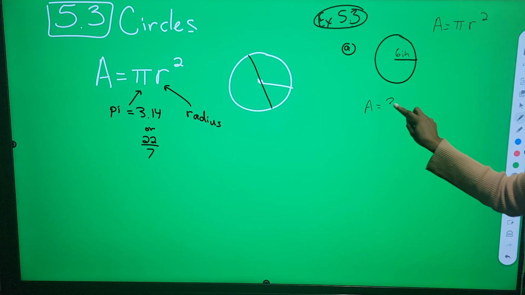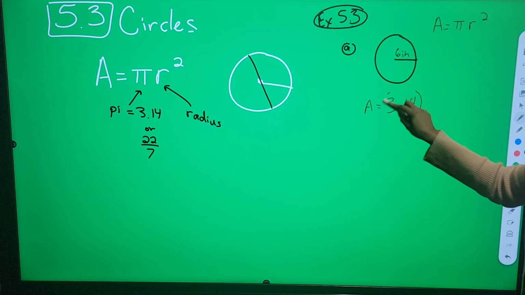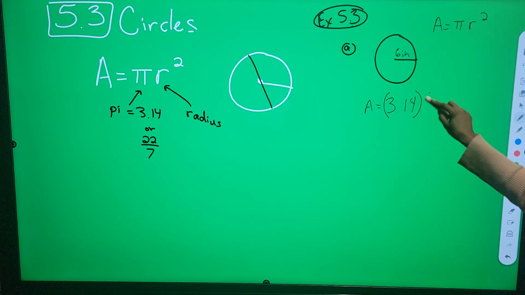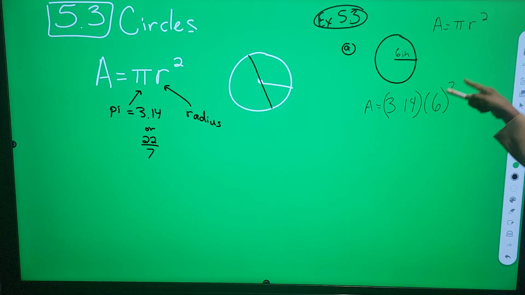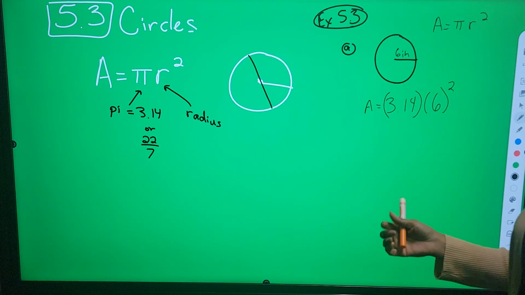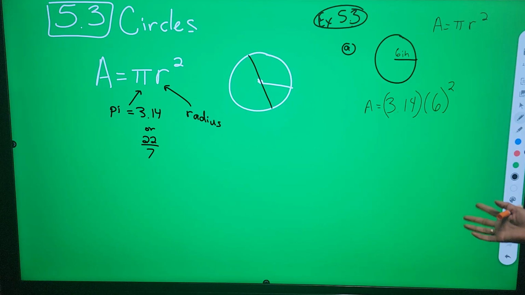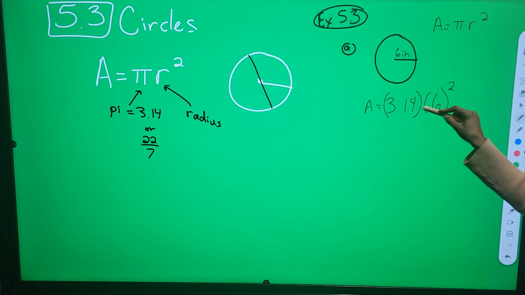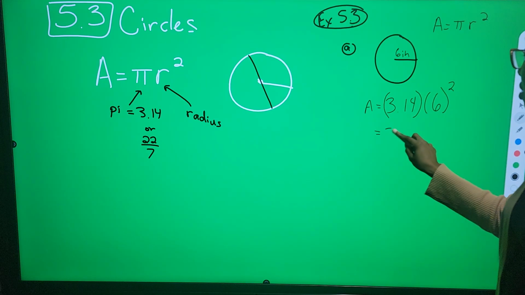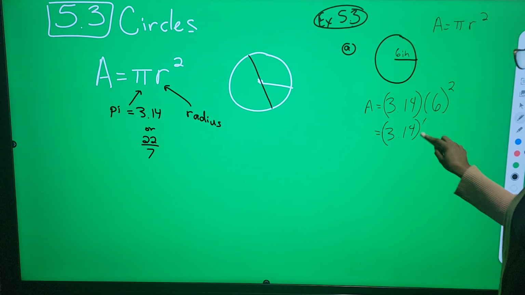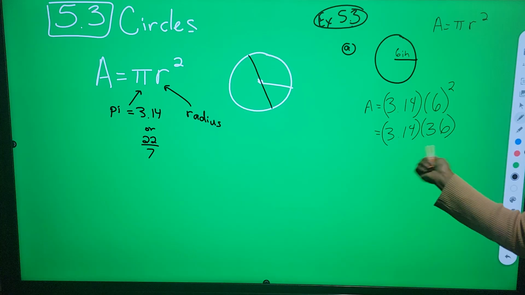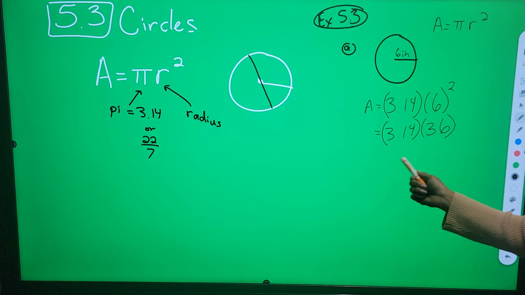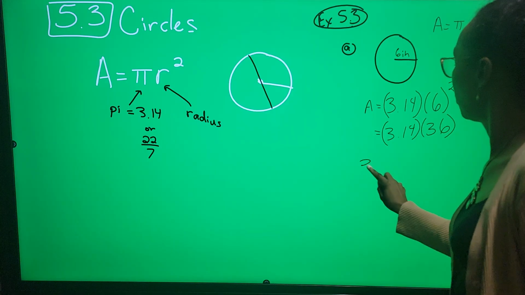So we're going to take A is equal to 3.14 times our radius, which is 6, and then it's squared. Now, if you recall, when we did our order of operations, the please excuse my dear Aunt Sally, or you may have called it PEMDAS, we know that we're supposed to do the exponent before you multiply. So we're going to do 6 times 6, which is 36. And now we'll go ahead and multiply it. Of course, writing it across is not as easy to calculate, so feel free to rewrite it.